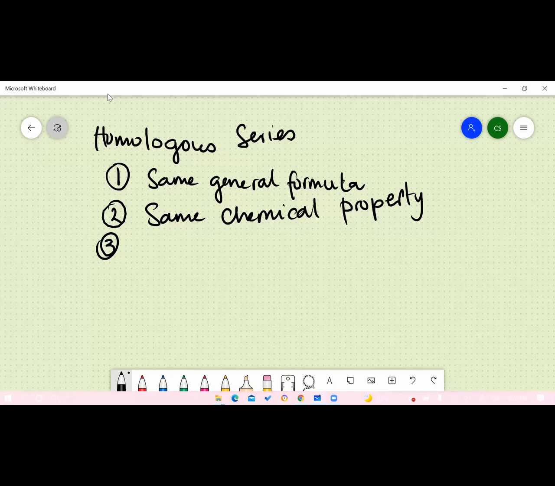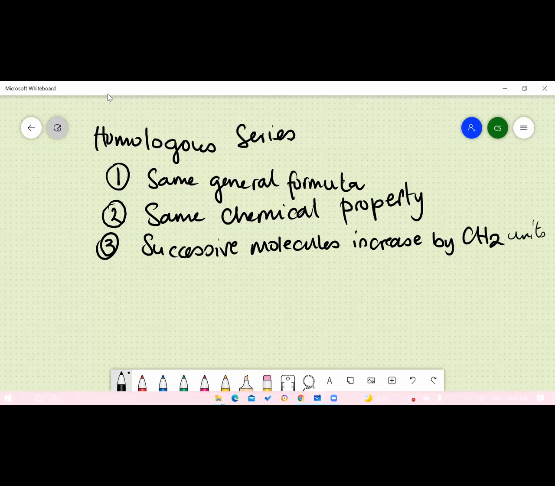Yes, ma'am. So, same chemical properties. Successive units increase by CH2 units, remember? Successive molecules increase by CH2 units.